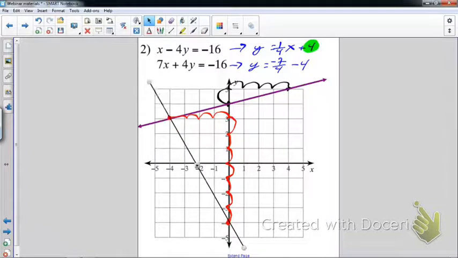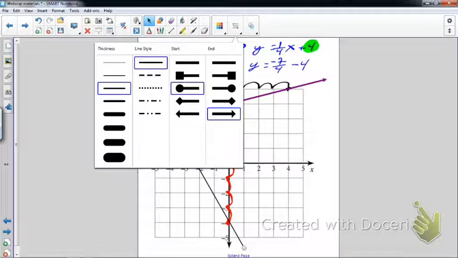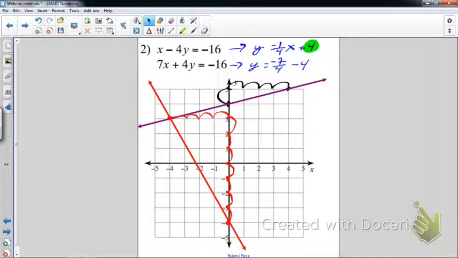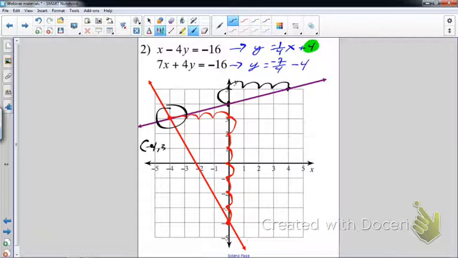So let me fix this really quick. Let me make it nice and big. And don't forget, this is a line, so we're going to have to put arrows on both sides. And as you can see, that's where they crisscross. They both crisscross at this point right here. So the point that we're looking for is going to be -4, 3. -4, 3 is a solution to both of these equations.